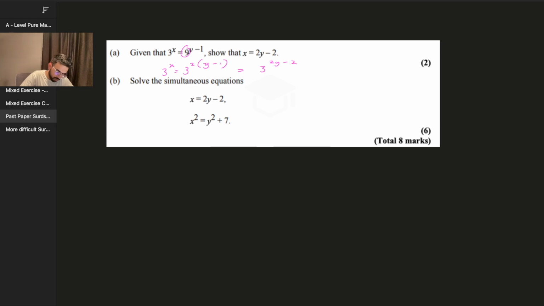And therefore, my x, we also have, remember that my 3 to the power x is equal to my 3 to the 2y minus 2. So we can equate these powers, and then I can say that because they have the same base, x is equal to 2y minus 2.